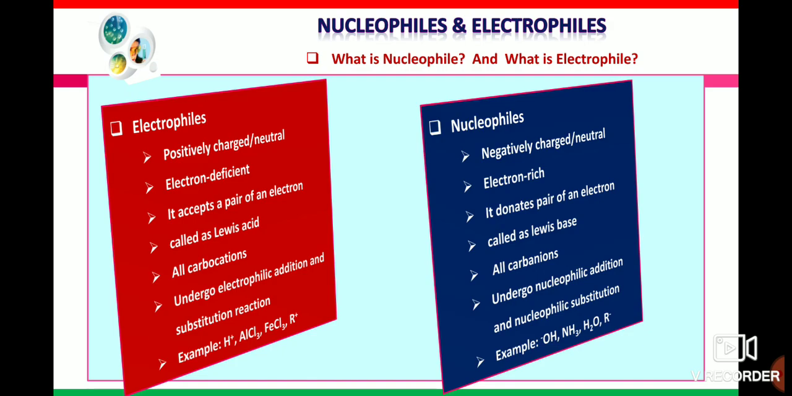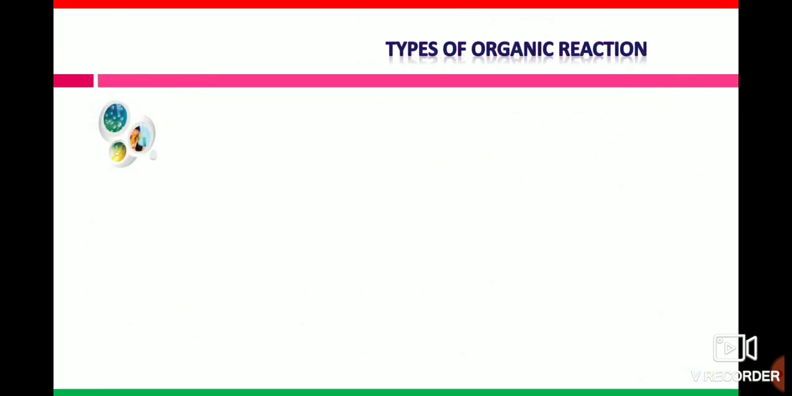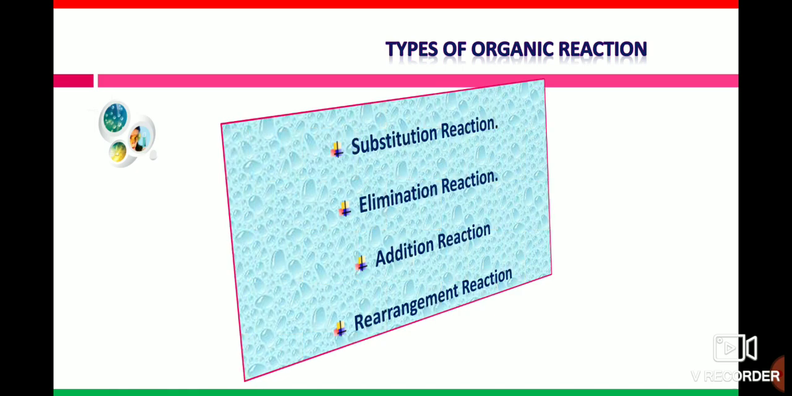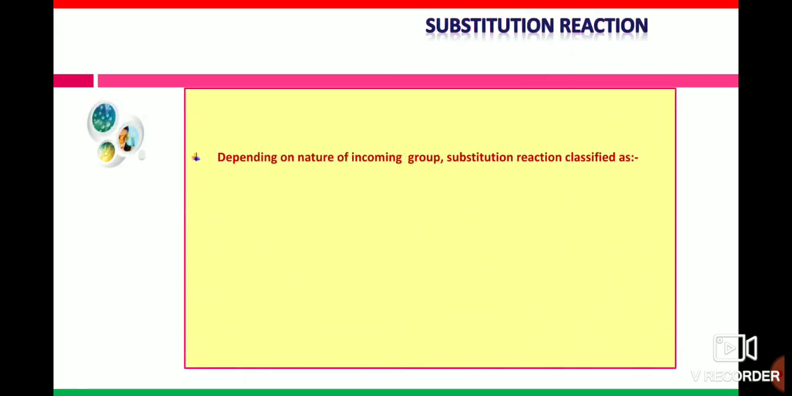Negatively charged ions like hydroxide, NH2 negative, and carbanions are nucleophilic, or molecules having lone pair electrons like ammonia, water, alcohol, they act as nucleophiles. Then what are the types of organic reaction? Organic reactions are basically four types: substitution reaction, elimination reaction, addition reaction, and rearrangement reaction.